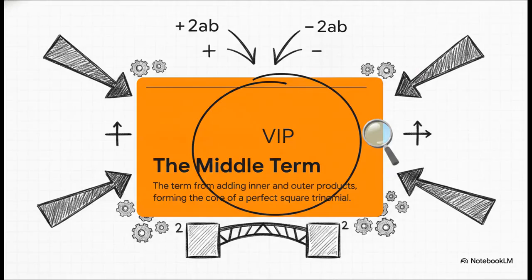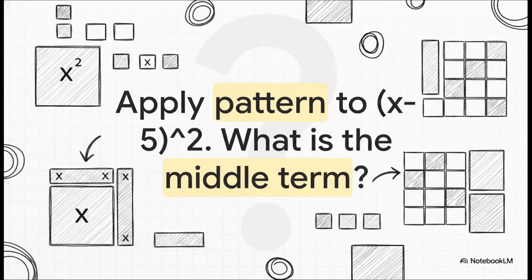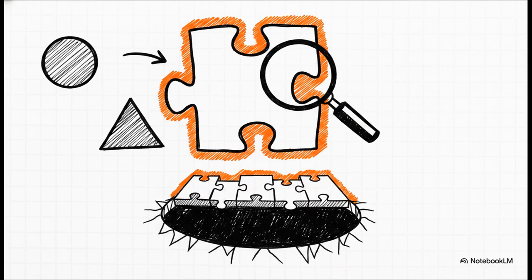Now, the absolute most critical takeaway here is that this middle term, it's the true VIP of the equation. Whether it's plus 2ab or minus 2ab, it carries the sign that defines the entire polynomial. It completely bridges the gap between those squared ends. So basically, whenever you square a binomial, your brain should immediately start looking for this middle term. Okay, let's test this out in practice. Check out this expression. If we have the quantity x minus 5 all squared, what's that middle term going to be? Let's break it down together.